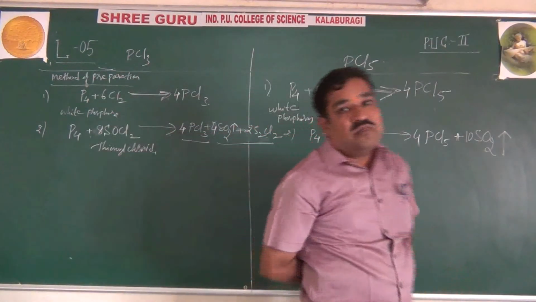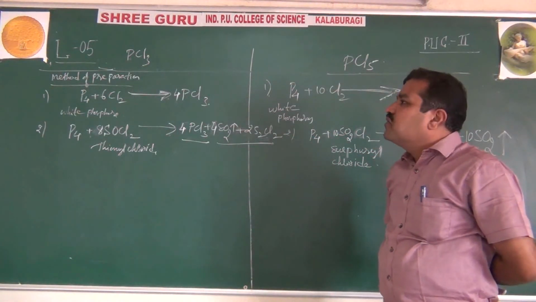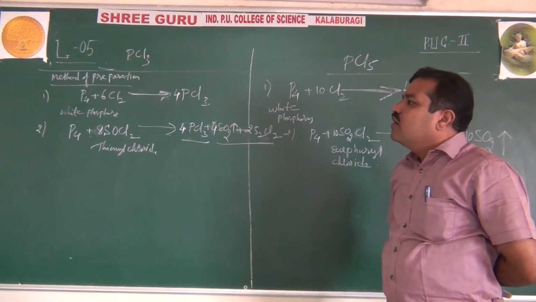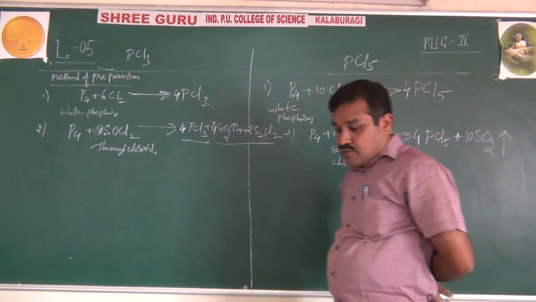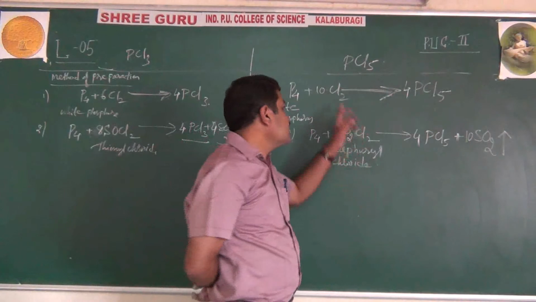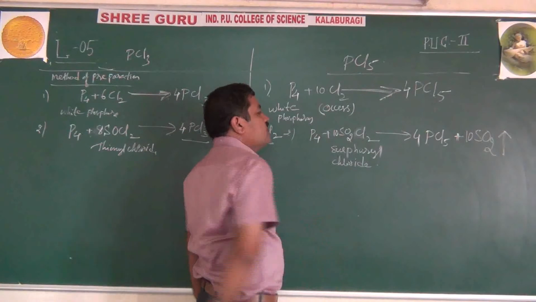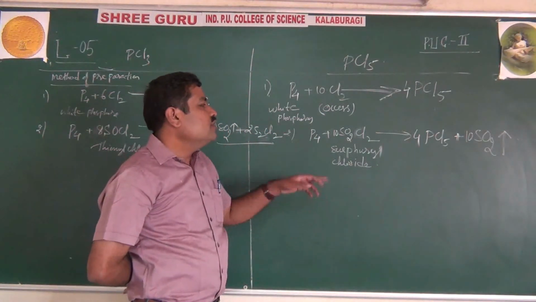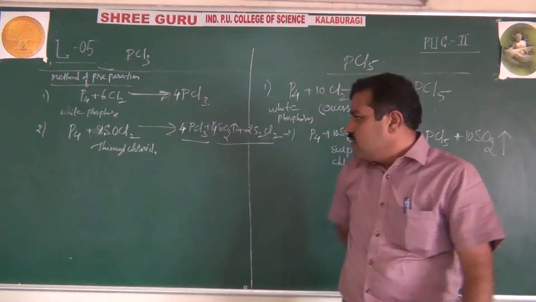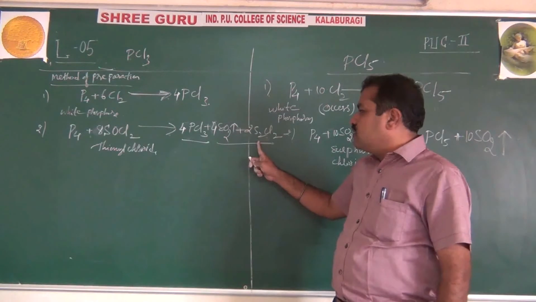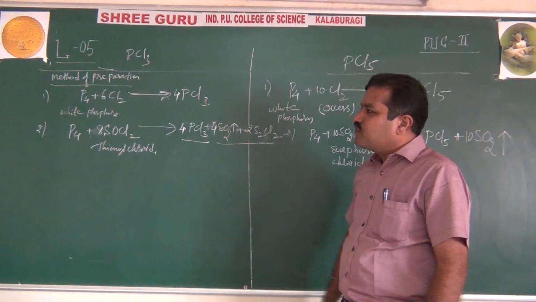This is the comparison of the methods of preparation. Phosphorus trichloride can be prepared by passing dry chlorine over white phosphorus, and also by thionyl chloride over white phosphorus. Phosphorus pentachloride is obtained by passing excess dry chlorine over white phosphorus, and also by sulfuryl chloride. The only byproduct is SO2, but there it is SO2 and S2Cl2, disulfur dichloride. Remember, this is the method of preparation.